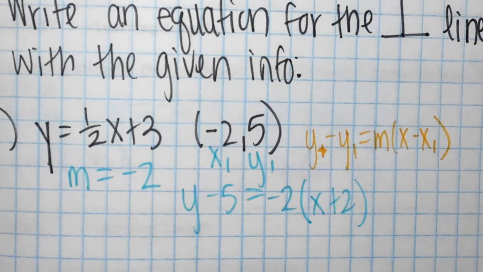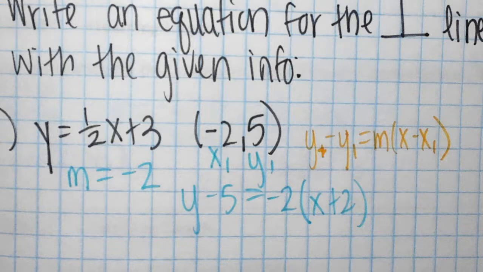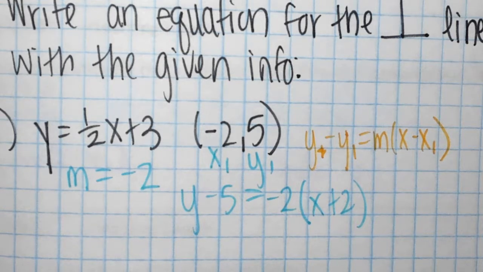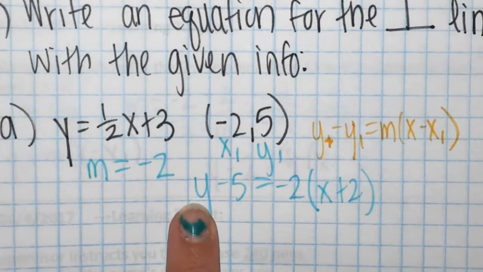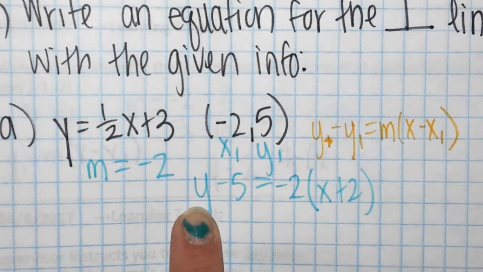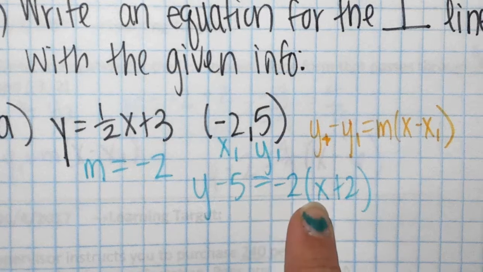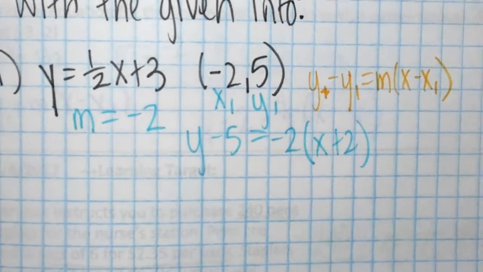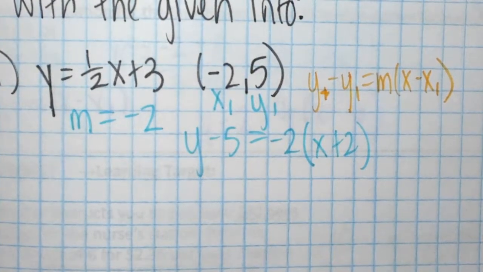Now, what if I said I want it in slope-intercept form? What is slope-intercept form? y equals mx plus b. Yes, y equals mx plus b. So that means I want to get y by itself. How would we get rid of the parentheses over here? Distribute. Looking alive. Now, everybody distribute with me.